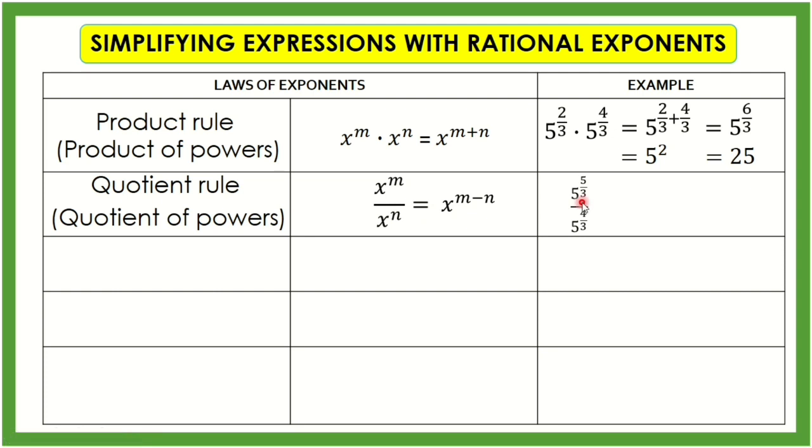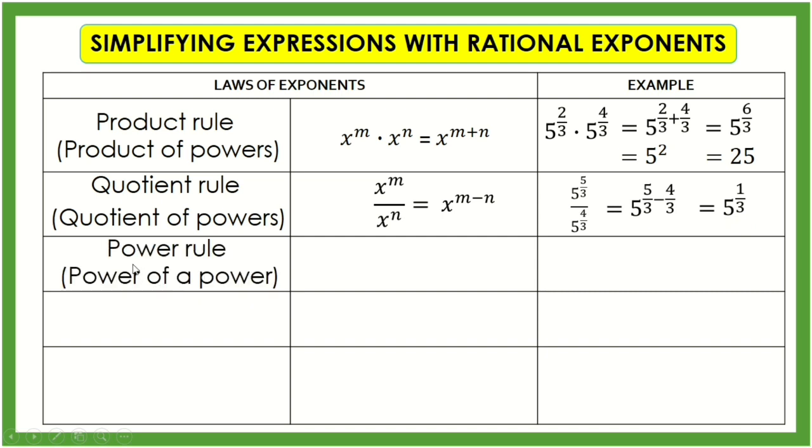Example, 5 raised to 5 over 3 over 5 raised to 4 over 3. So we have the same base and then we subtract their exponents. So we have 5 over 3 minus 4 over 3. So since these are similar fractions, we copy the denominator and then we subtract the numerator. 5 minus 4 is equal to 1 and then copy the denominator. So our answer is 5 raised to 1/3.